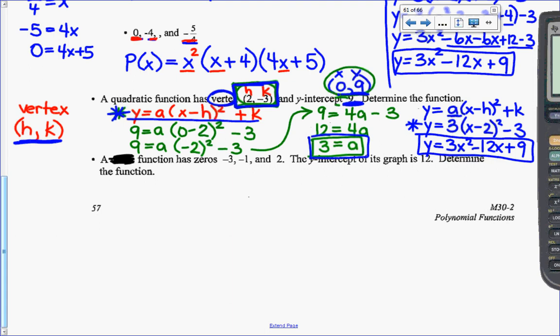Determine the function. Okay, so the function then would be, let's see, if we have 3 zeros and the first one is x equals negative 3, that's x plus 3. The second zero is x equals negative 1, so that's x plus 1. And the third one is x equals 2, so that's x minus 2.